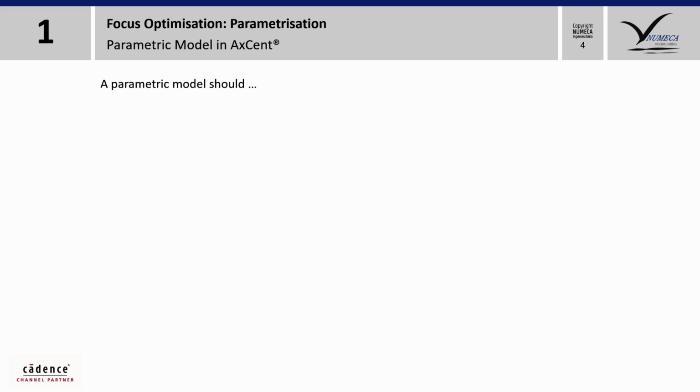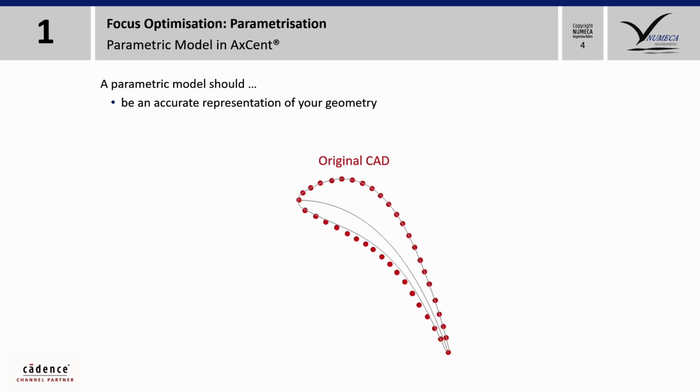What should a good parametric model look like? Essentially, the first important prerequisite is that it has to be capable to create an accurate representation of your geometry. So to pick up an example our colleague used in the previous life hack, if the red points right here represent a discrete version of your geometry and the gray curves here represent a parametrization, those, of course, should match as good as possible.